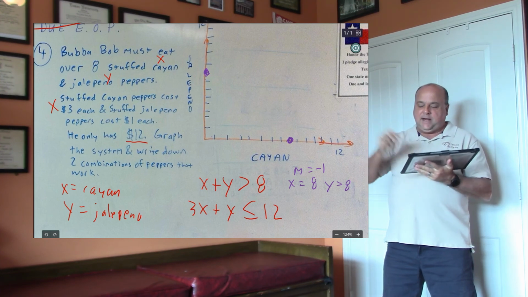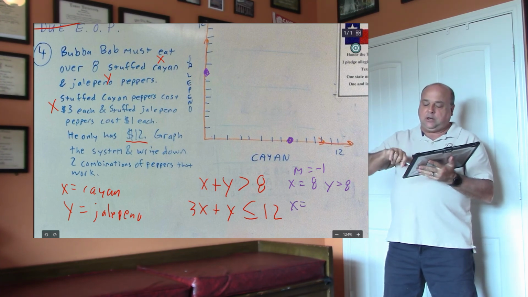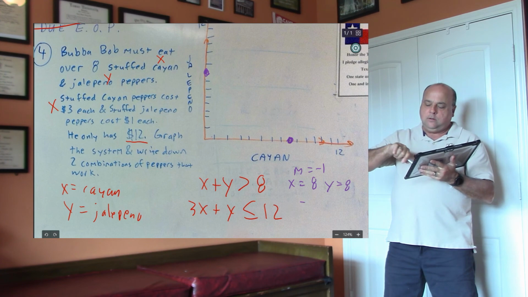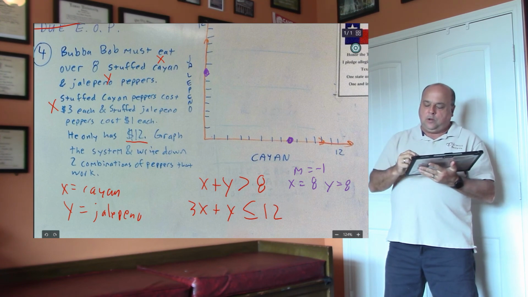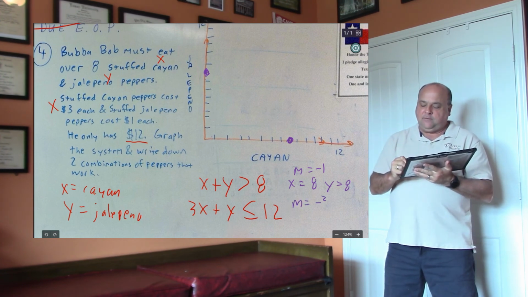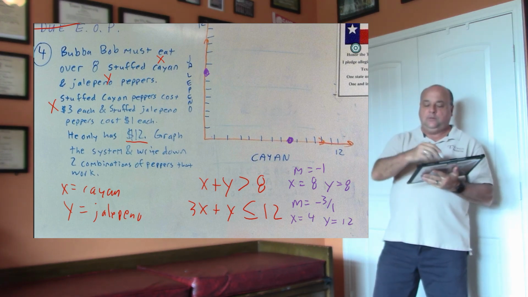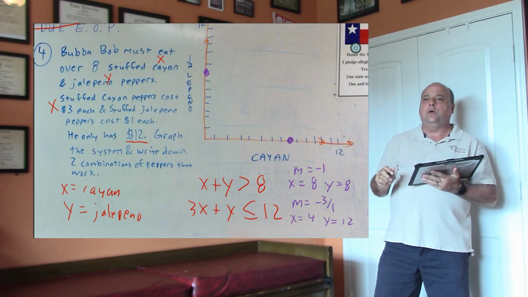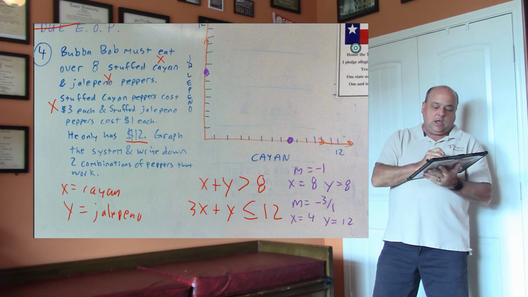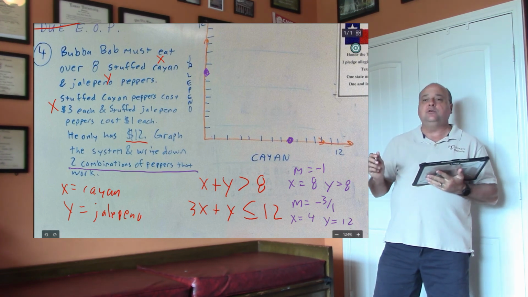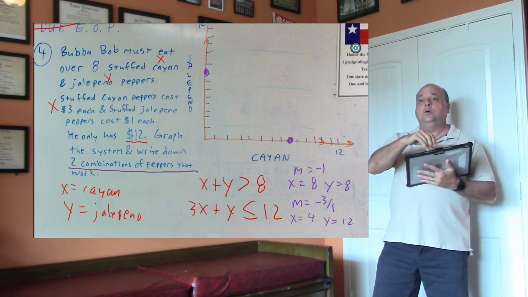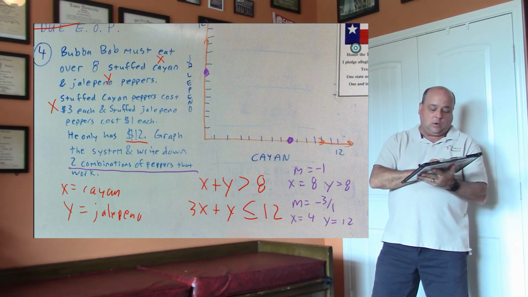Okay. And then on the next one, let's get our slope first. The slope on this one would be -3/1. My x-intercept would be 4, and my y-intercept would be 12, wouldn't it? Now then, you're going to graph those on this chart. Do it just like the word problems, okay? Find out and write down 2 combinations of peppers that would work. So you're going to have 2 ordered pairs that would make those solutions work.